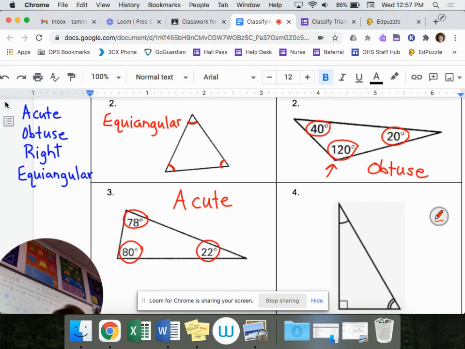And in number 4 here, we've got a box in this angle right here. That's a symbol for a right angle. So it's telling us that this is a right triangle. Okay, that's just the same as if it said 90 degrees. That's what that box means.